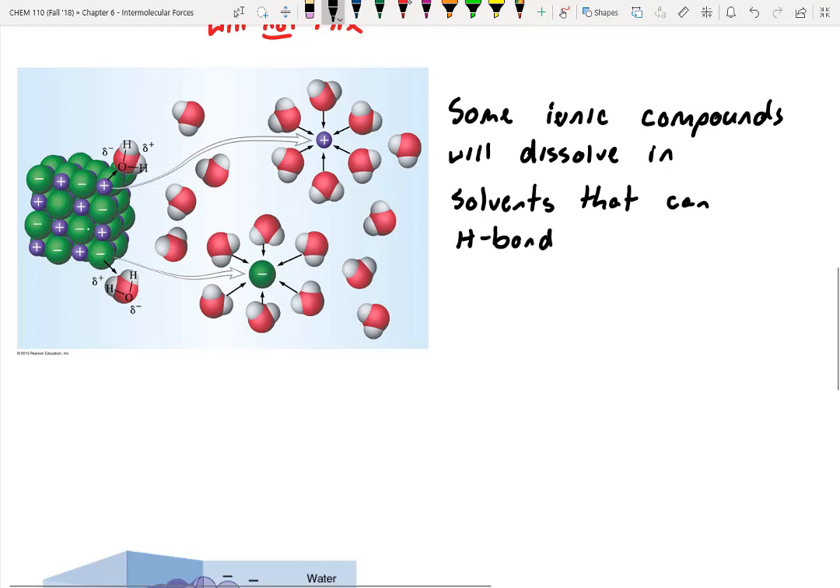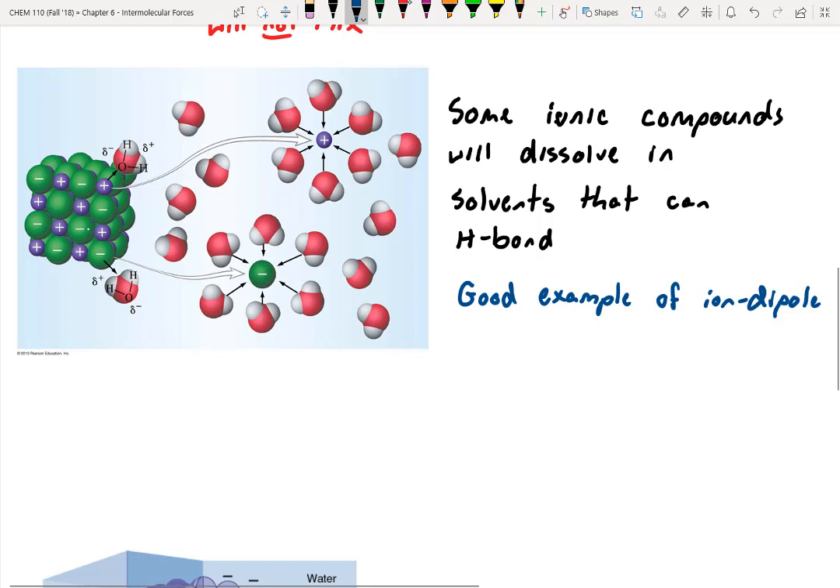This is an example of ion dipole. So basically those water molecules will go and wrap up one of these ions and rip it away from the crystal. But the same process doesn't happen in, say, ethanol, which can also H bond. So that's why I said some solvents or some ionic compounds will dissolve. It really depends on the situation. So not all the time, but some of the time.